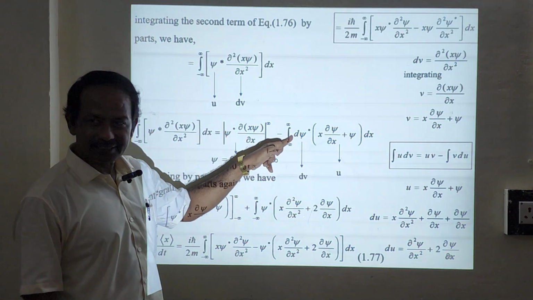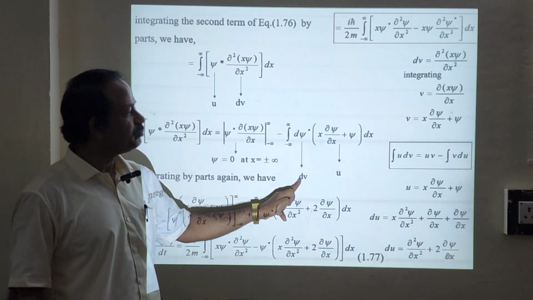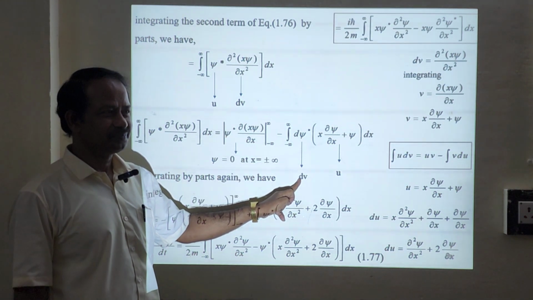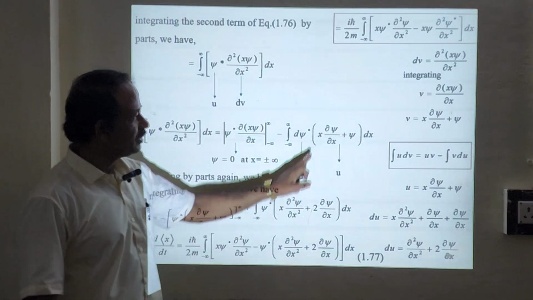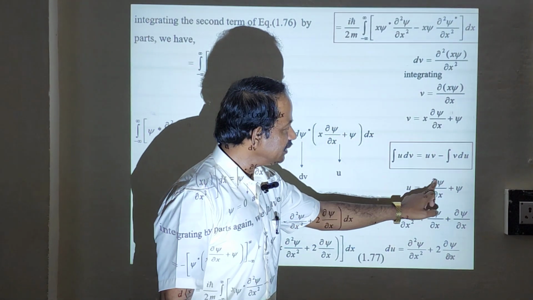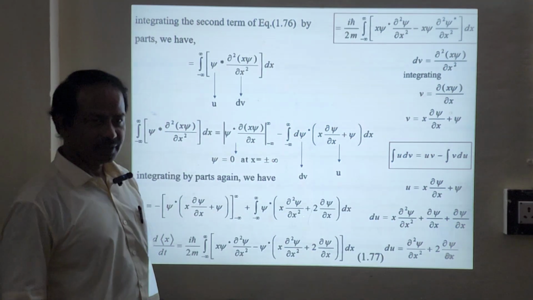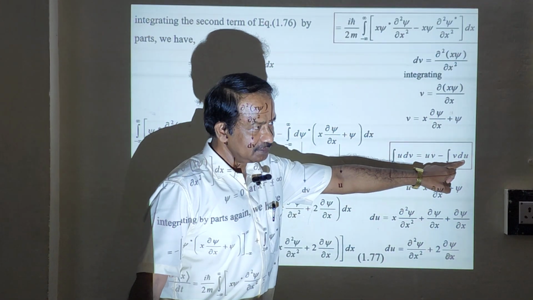So now this one is there. So you just keep this one as dv. So v becomes immediately psi star. Simple one. Okay. So now you are going to keep this as u, as this term. So u equal to x dψ/dx plus ψ. Now we need to have du, correct?